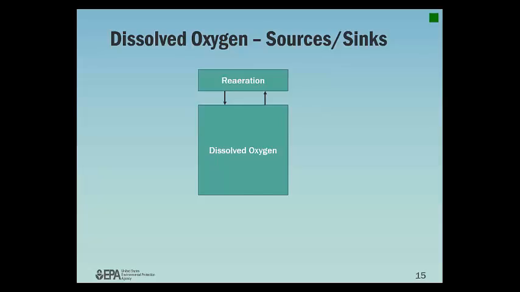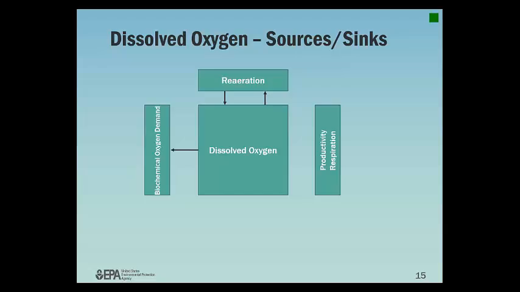And there also could be an exchange from the water column back up to the atmosphere depending upon the concentration of dissolved oxygen in the water. A sink for dissolved oxygen from the water is through biochemical oxygen demand, and this is basically the consumption of oxygen as bacteria go through a metabolic process to break down these materials.